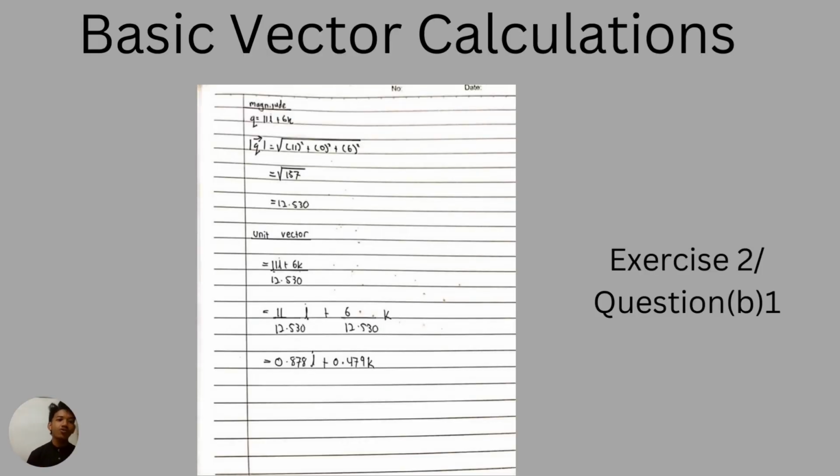Hi guys, I will continue with basic vector calculation. We choose exercise 2 question 1b. The question want to find a magnitude and unit vector for q equals to 11i plus 6k. Magnitude equals to square root of 11 squared plus 0 squared plus 6 squared, equals to square root of 157, and equals to 12.530.